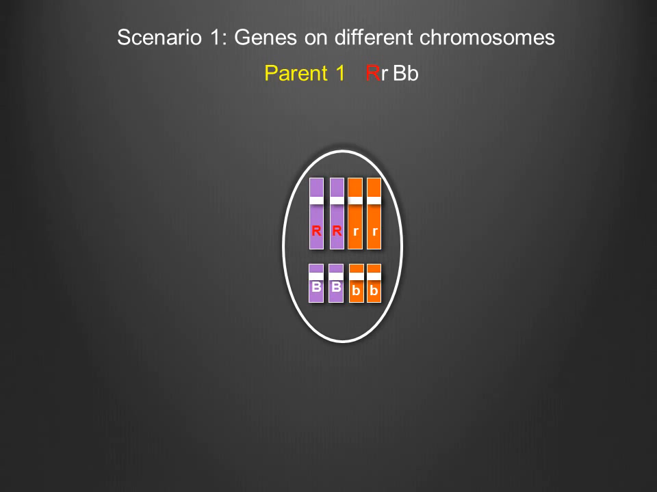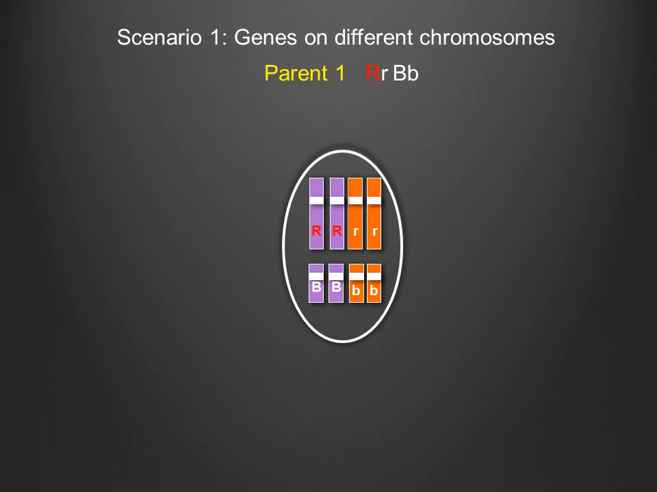First, we will determine what phenotypic proportions of offspring can be expected from a test cross if the two genes are on separate chromosomes. In a test cross, the homozygous recessive parent only contributes one type of gamete. Therefore, the phenotypes of the offspring are completely determined by the heterozygous parent.